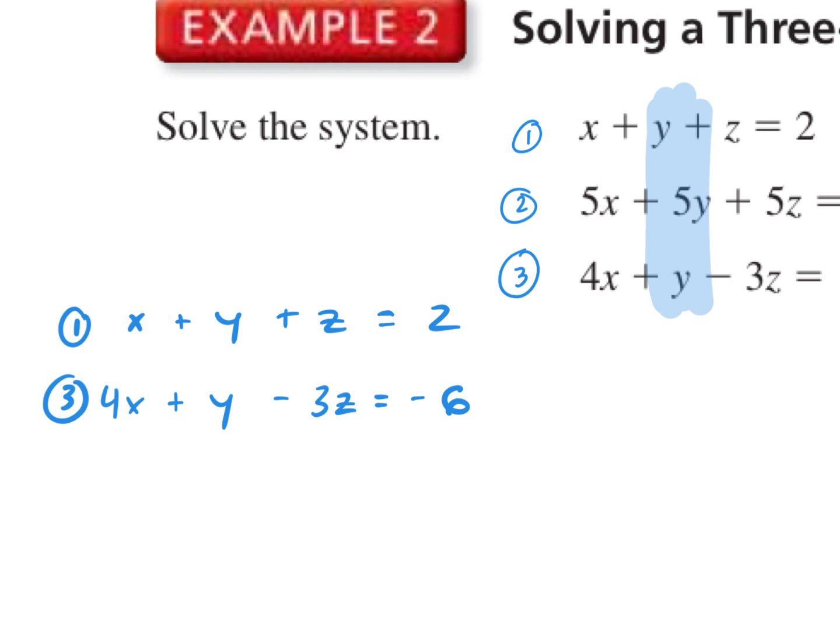All right, so we want to cancel the y's. Do my y's cancel here? No. What do I need to multiply by into which equation to get them to cancel? -1 to the first equation. So we're going to multiply everything in our first equation by -1. So it turns into negative x minus y minus z is equal to -2.